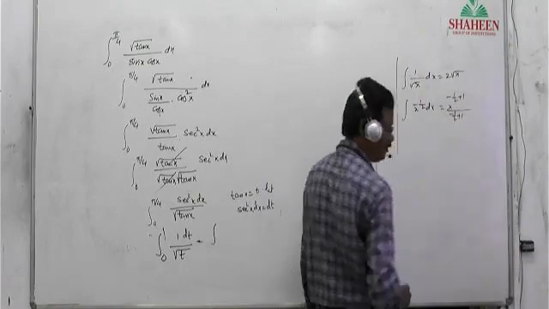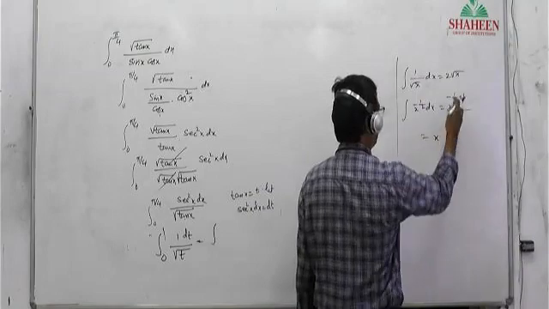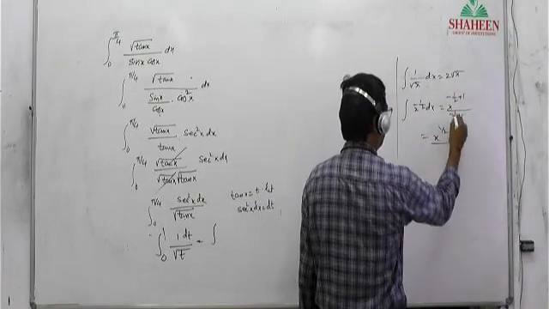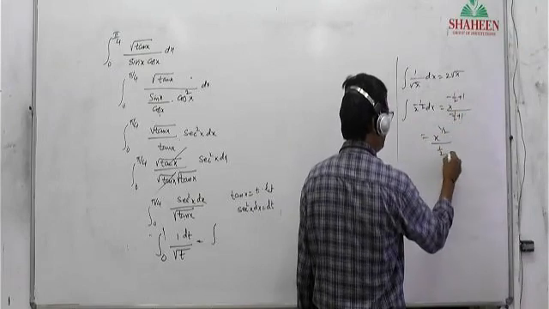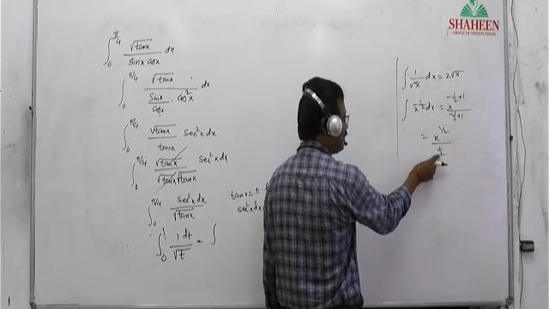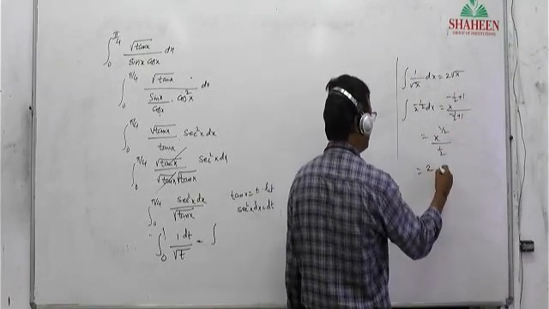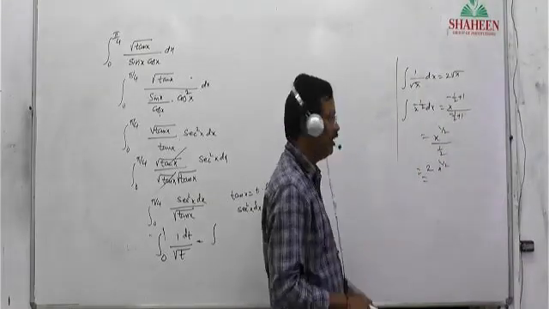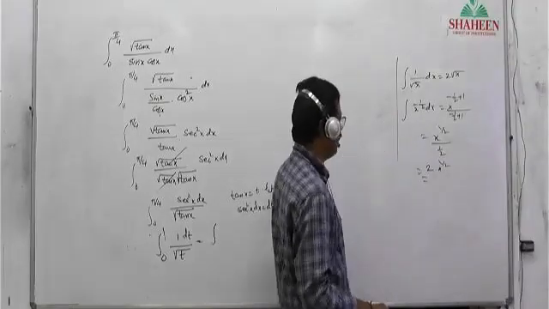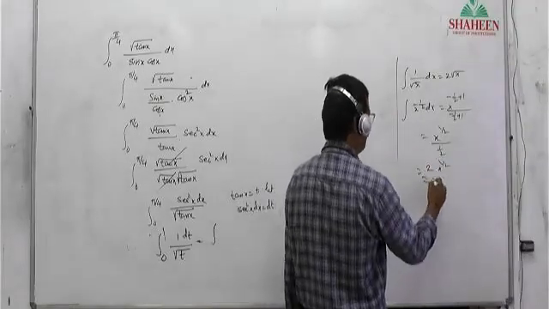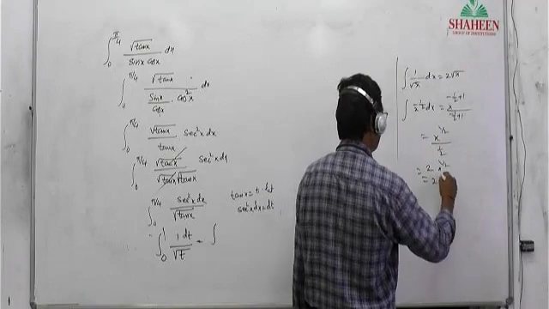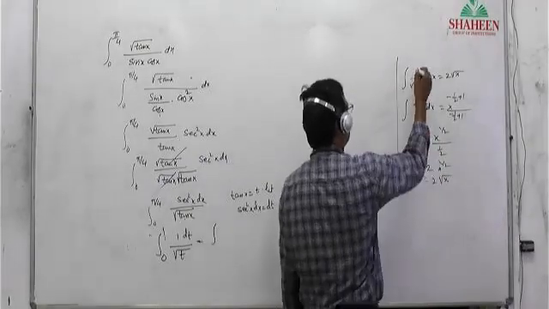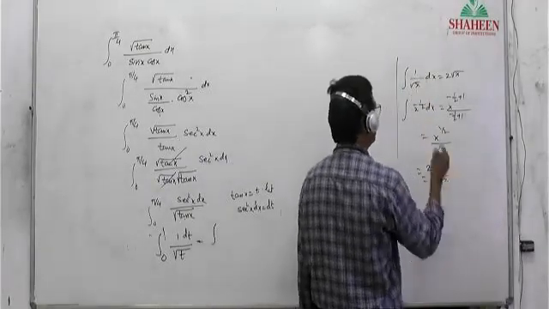Is it okay? Now see, x power minus 1 by 2 plus 1. How much? Minus 1 by 2 plus 1 is 1 by 2. This 1 by 2 goes to the numerator, so 2 into x power 1 by 2. Is it okay? That 2 into x power 1 by 2 is nothing but 2 root x. Is it okay, all of you? That's why the integral of 1 by root x is 2 root x.